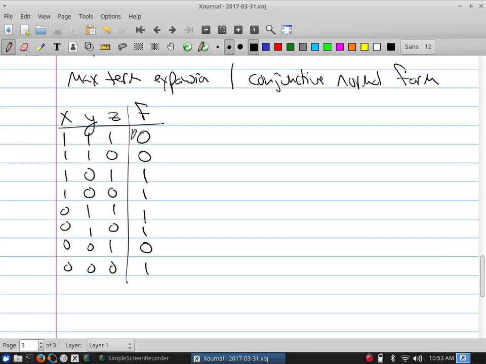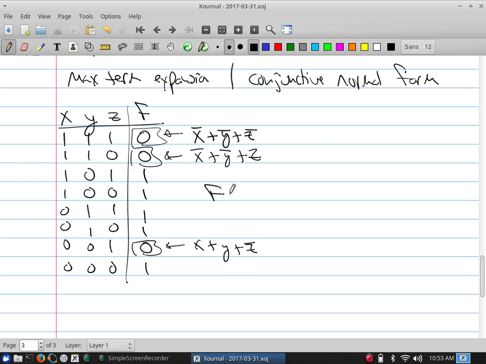If I focus on zeros, what's the max term that spits out that 0? x bar plus y bar plus z bar. If you don't say anything, the assumption is right, and then this last one.